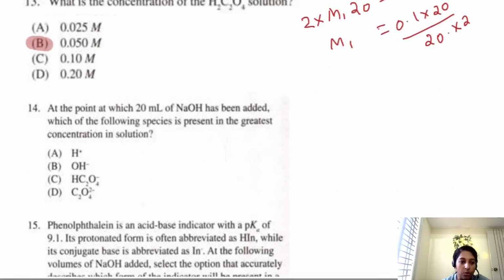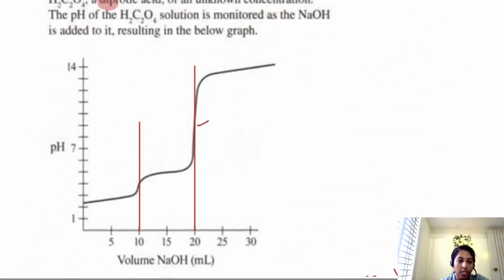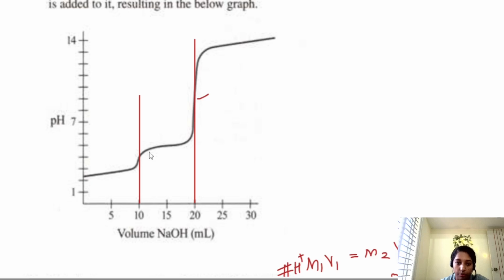Okay. The next one. At the point at which 20 ml of NaOH has been added, which of the following species is present in the greatest concentration in solution? Which is a very good question. So see, this is our pH curve. We know that at the equivalent point, who determines the pH? We studied that, right? If you have any doubt about titration, you can check my videos on titration. You can see the link in the description. So see here, the end point salt will determine the pH. That's what we studied. Okay, so here is the end point.